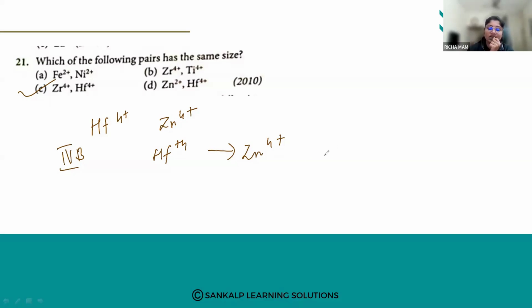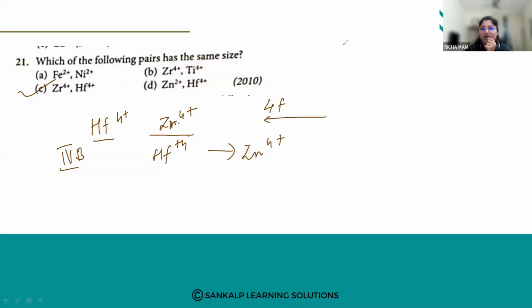There is a poor shielding of the outer electrons, and what will happen? There will be contraction in size. So because of that, hafnium and zirconium will almost have the same size. Before hafnium there is an addition of 14 lanthanide series elements, so there is an intervening of 4f orbitals, the 4f subshell. Due to poor shielding by the electrons, there will be contraction of size.